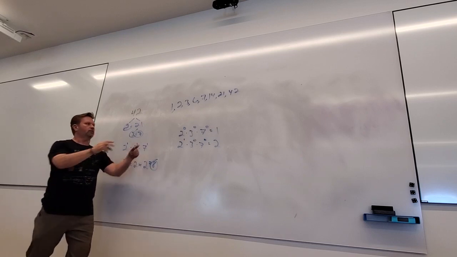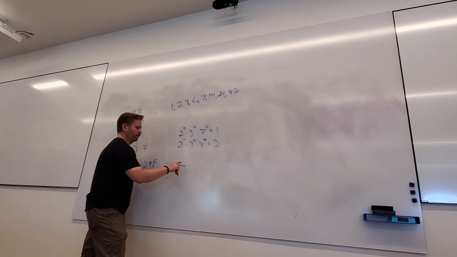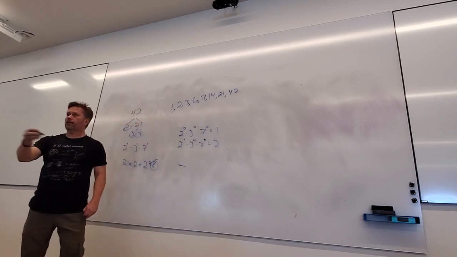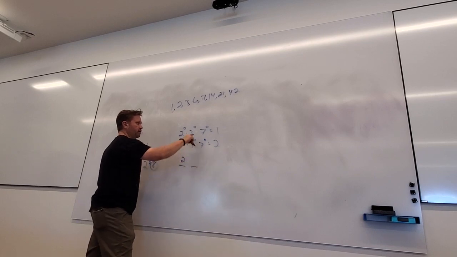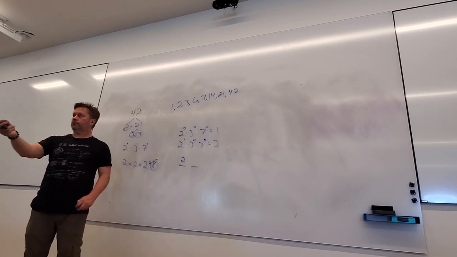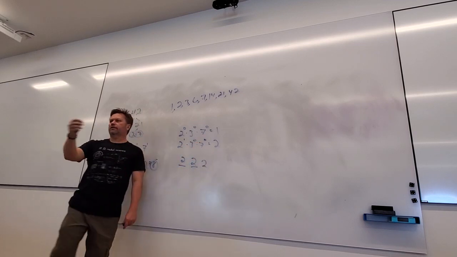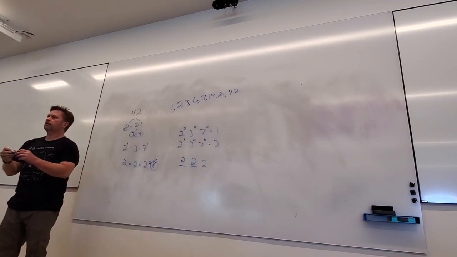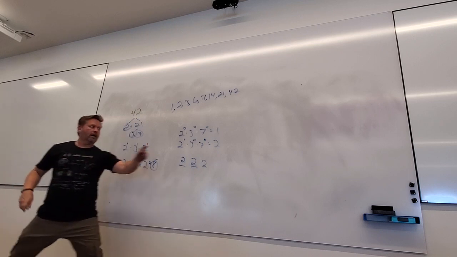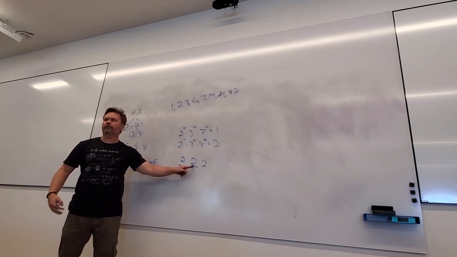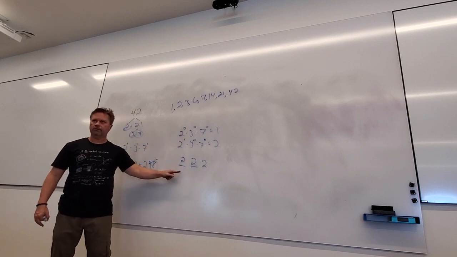So how many things can go in the first place? 2 things, 2 to the 0 or 2 to the first. How many things can go in the second place? 2 things, 3 to the 0 or 3 to the first. How about the third place? 2 things, 7 to the 0, 7 to the first, right? Now real quick, for every option for the 7, there's 2 options for the 3, and for every one of those, there's 2 options for the 2.